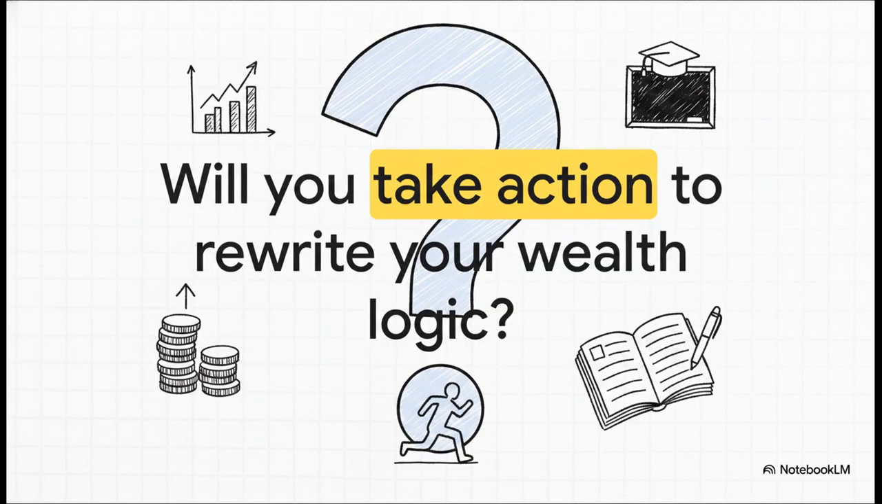Which leads me to your final exam question for today's explainer. The math is undeniable. We've seen the numbers on debt and index funds, and we've unpacked the psychology holding us back. But will you take action today to rewrite your wealth logic? Having the knowledge written down in your notebook just isn't enough. You have to actively undo your bad financial habits and apply these lessons in the real world starting today.